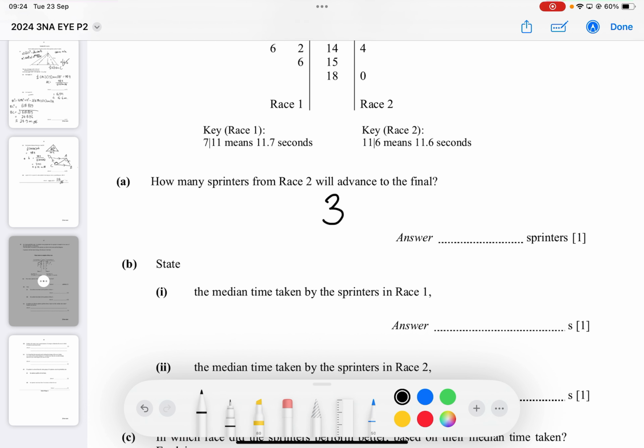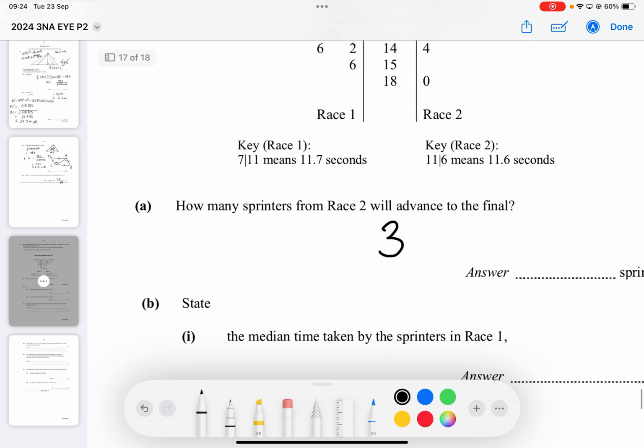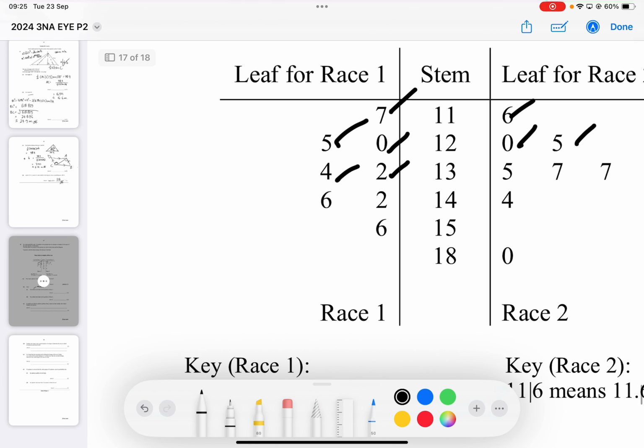The median time taken by sprinters in race 1. So we only look at race 1 now, because they say median time taken by the sprinters. In race 1, there are 8 of them. Median means middle. So out of the 8 in race 1, where is the middle? They are already arranged from fastest to slowest: the fastest, second fastest, third fastest, fourth fastest, until the slowest. So we want to find the middle.